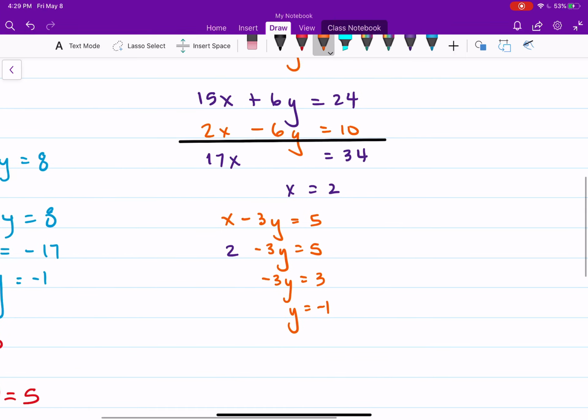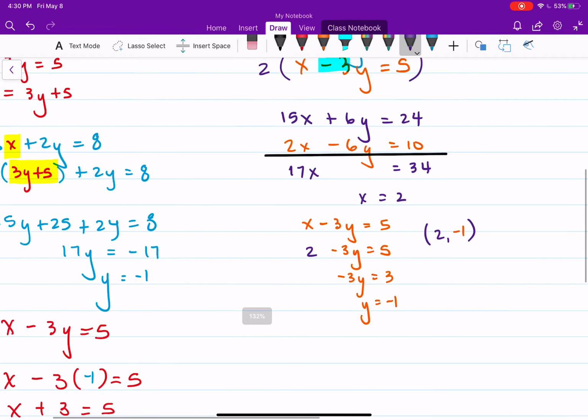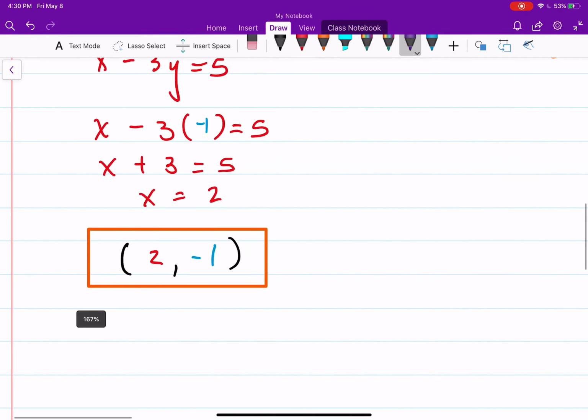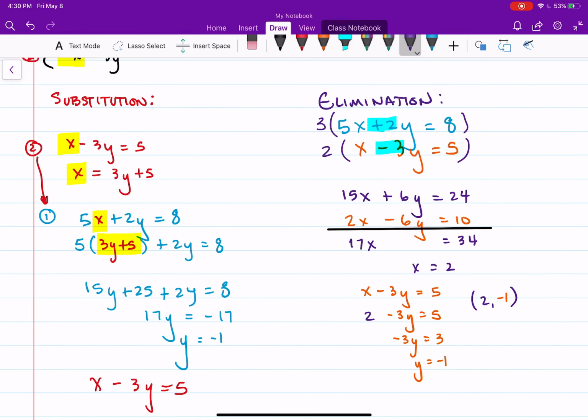So again, I get 0.2, negative 1, which is still the same answer as this one here, okay? So I personally like elimination better, but it's really up to you guys which way your brain works. With substitution, you still want to look at the coefficients to see if there is one variable that has a coefficient of 1, because if it does, then it's a lot easier, okay?